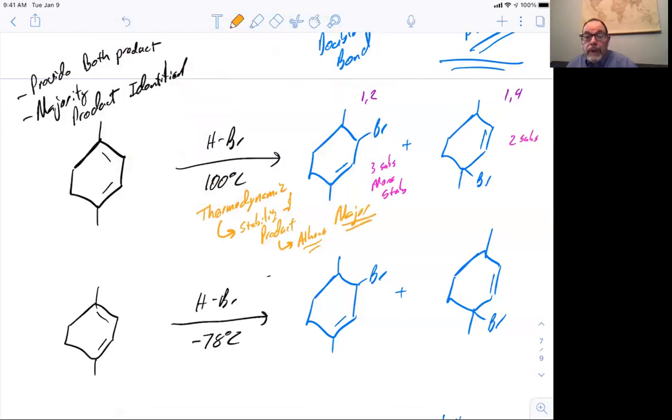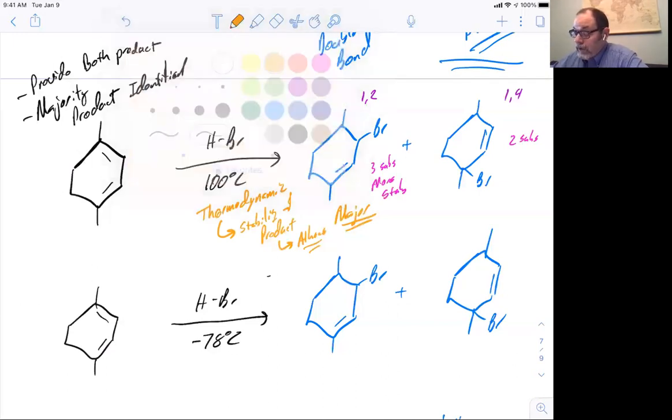So here's an example based on the structure, where the thermodynamic product is the 1,2, okay? So don't assume that the thermodynamic product is always 1,4. That's the major mistake students make in this area. Thermodynamic can be 1,2 or can be 1,4. It has to do with the stability of the product, and what you're looking for is the stability of the alkene, okay? So the 3 substituted is more stable. That makes the 1,2 addition my major product.